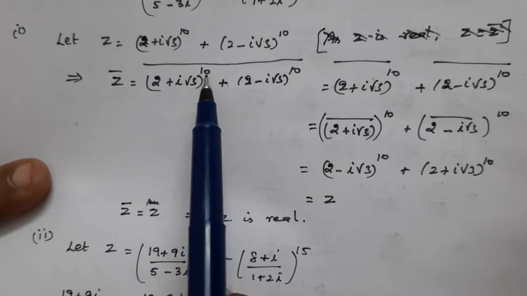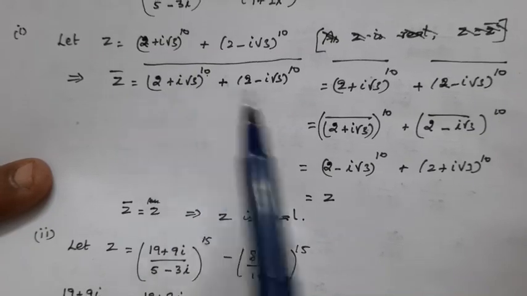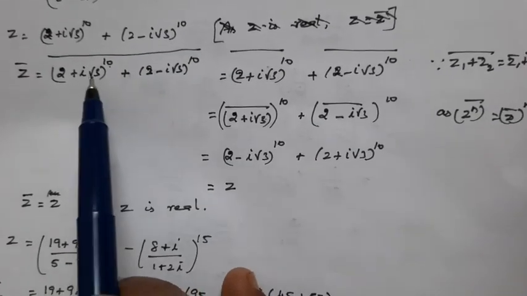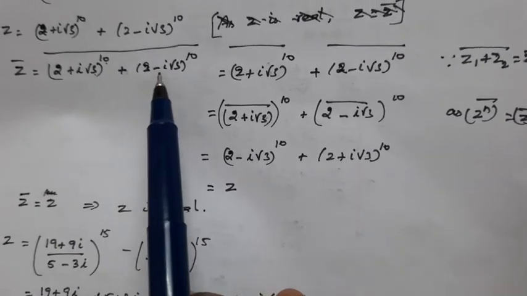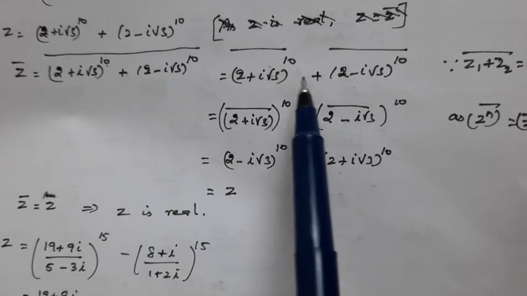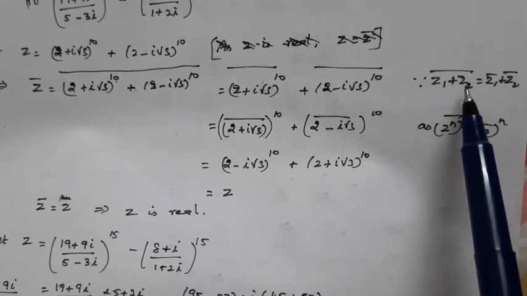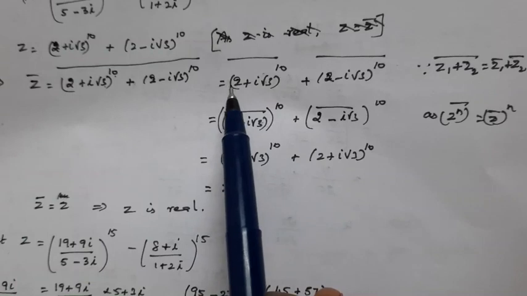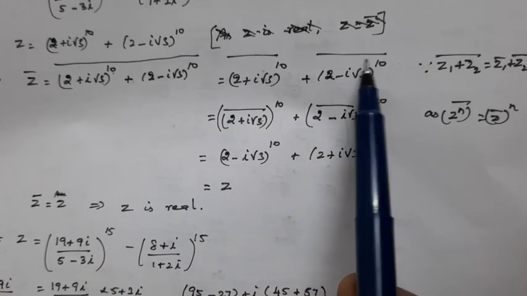z bar is the whole bar of (2 plus i root 3) the whole power 10 plus (2 minus i root 3) the whole power 10. Now this is a summation of two complex numbers. The conjugate of the sum of two complex numbers is equal to the sum of the conjugates of the two complex numbers, using the property (z1 plus z2) the whole bar equals z1 bar plus z2 bar. So we can split this as ((2 plus i root 3) the whole power 10) the whole bar plus ((2 minus i root 3) the whole power 10) the whole bar.